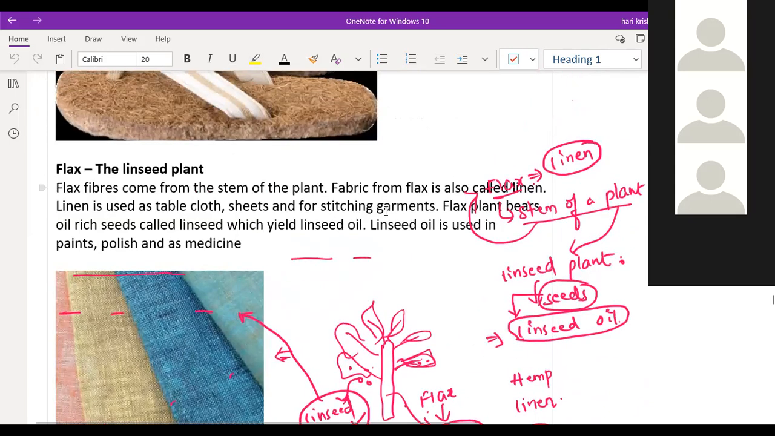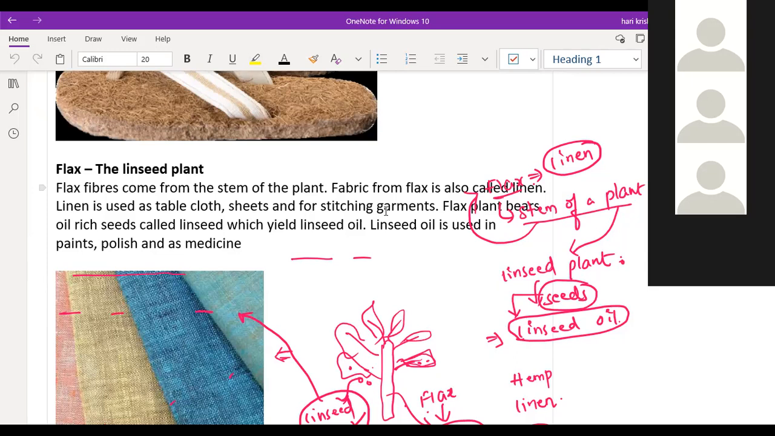Okay, next one is the flax or the linseed plant. So again, you'll get the flax from the stem of the plant. But the linseed plant also grows linseed seeds. From this, you'll get the linseed oil also. So linseed plant has two advantages.